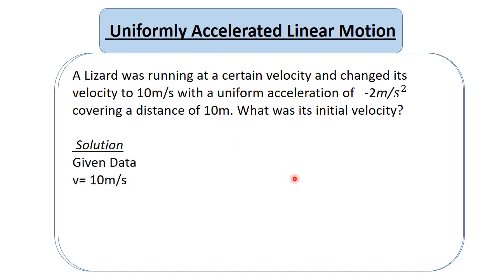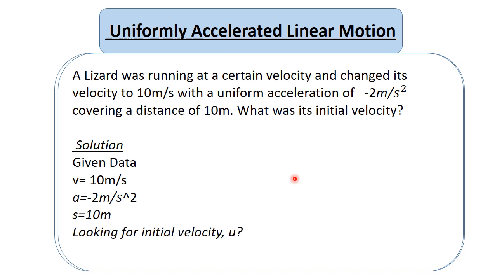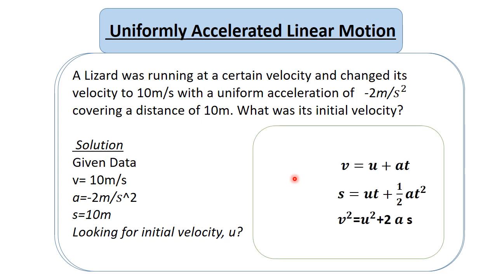So what data have we been given? The given data: the final velocity is 10 meters per second. Then the acceleration is negative 2 meters per second squared. The distance it covered was 10 meters. So we're looking for initial velocity. Which equation of motion are we going to use? If we look at the first one, final velocity, yes, we have acceleration. Yes, we have distance. We don't have time.